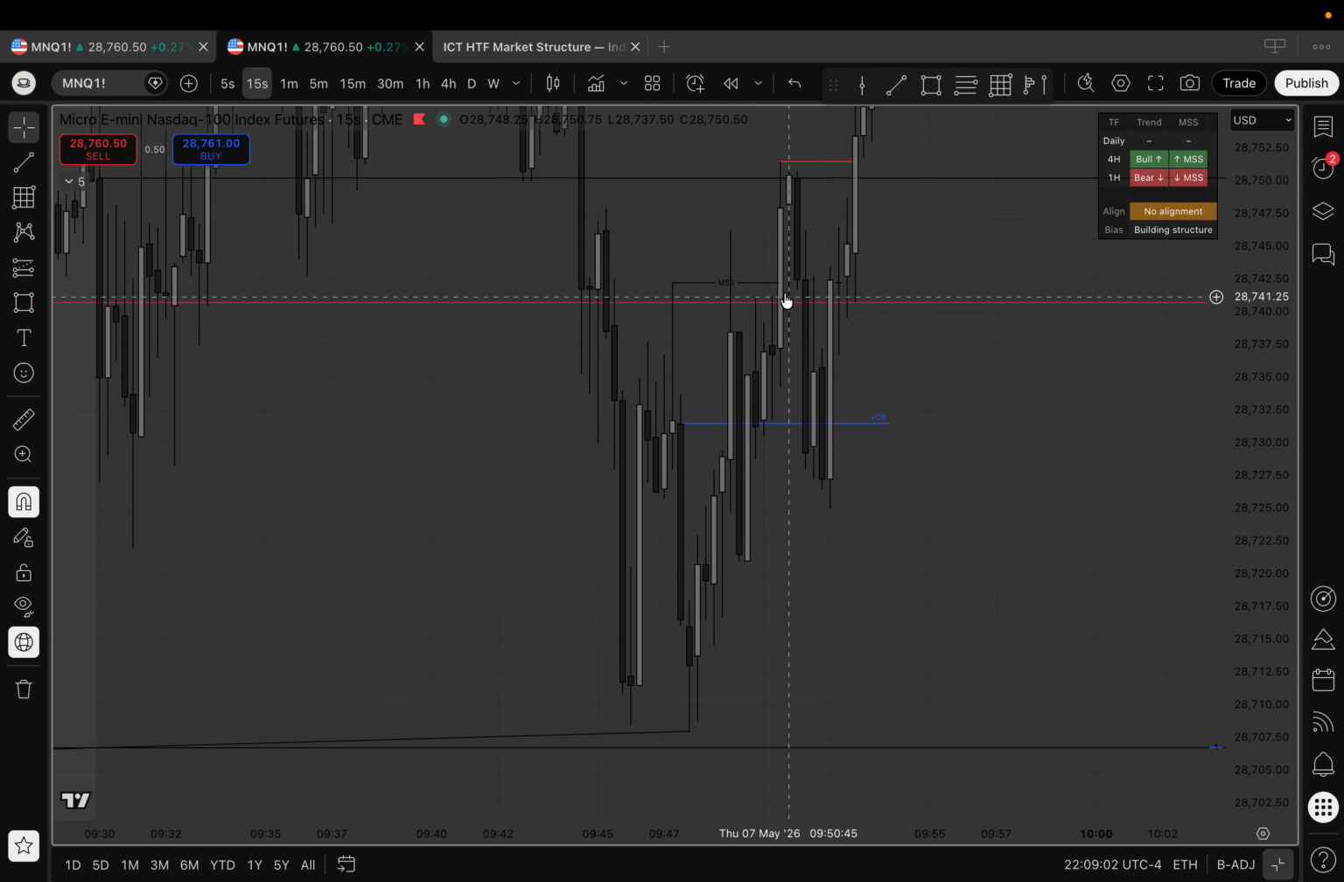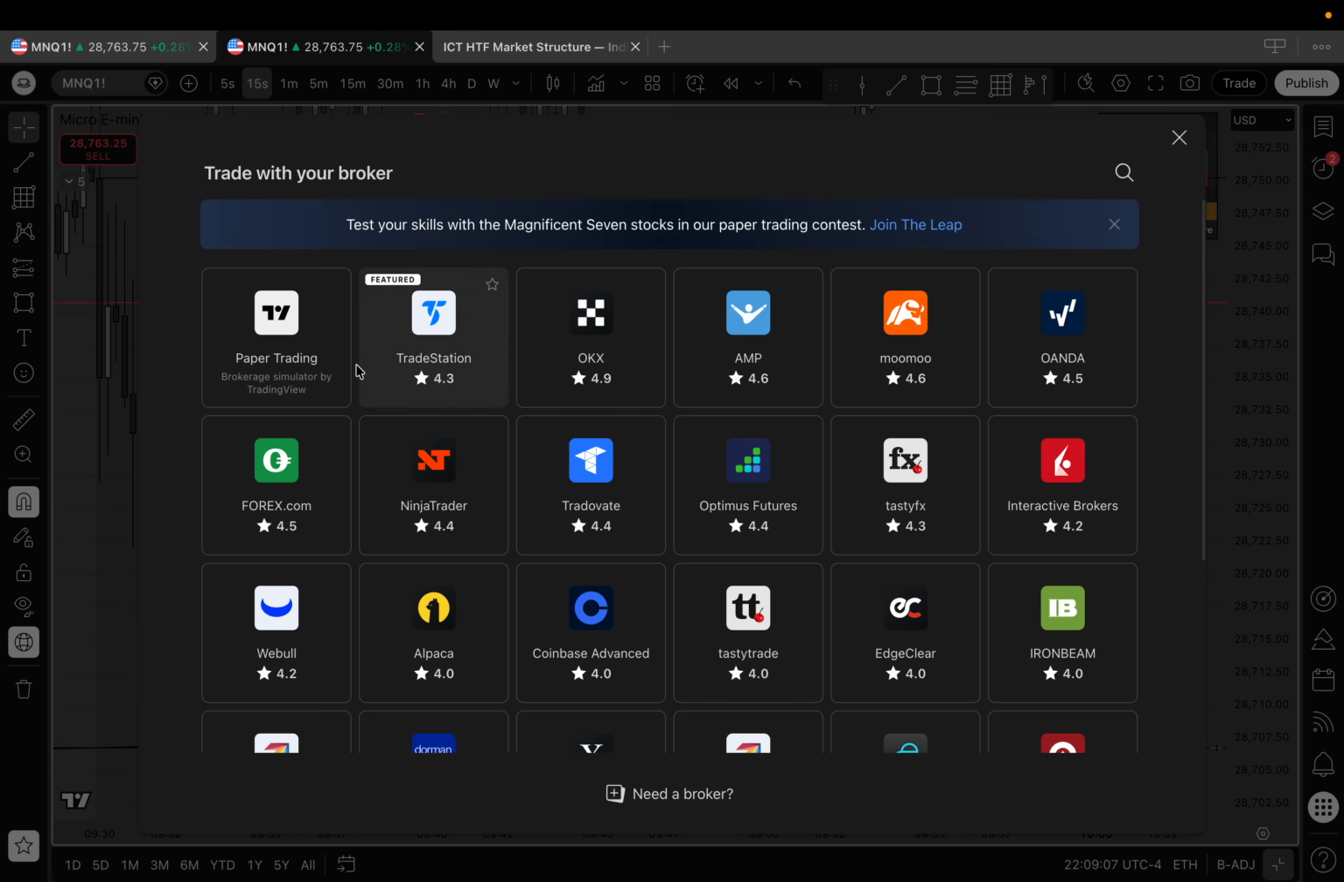And then we went ahead and made a market structure shift, followed by this order block right here, which we returned to. I entered on one contract.